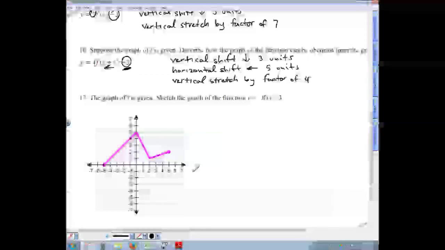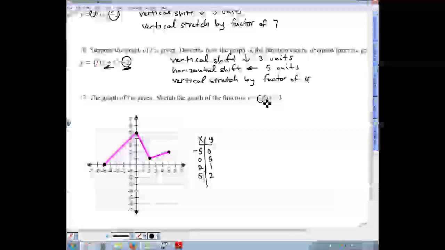Okay, the way a problem like this was outlined in the discussion for section 2.6 was to identify some of the easily identifiable points on this weirdly shaped graph. So we've got negative 5, 0, got 0, 5, 2, 1, we've got 5, 2.